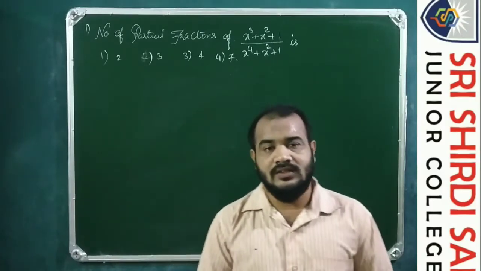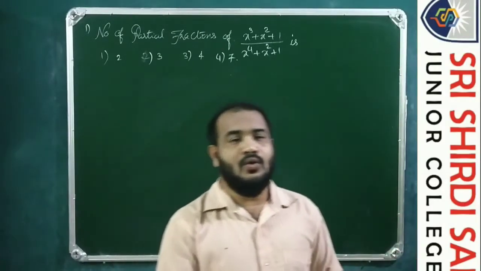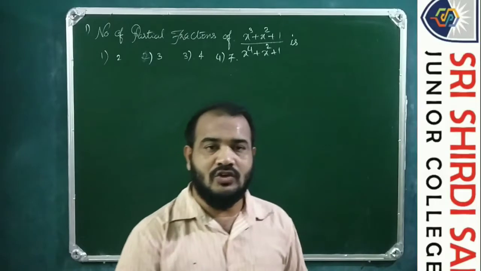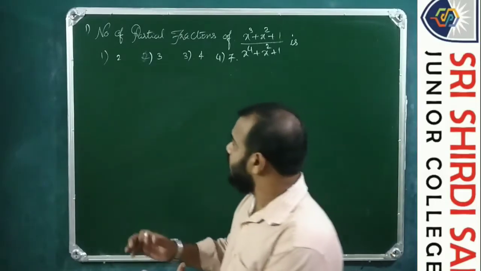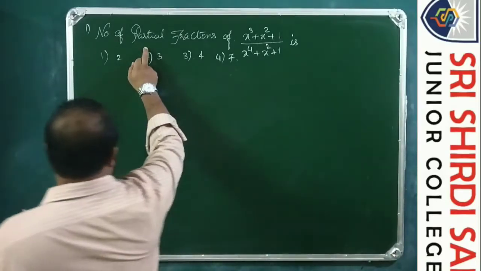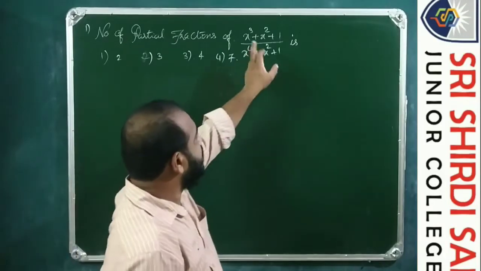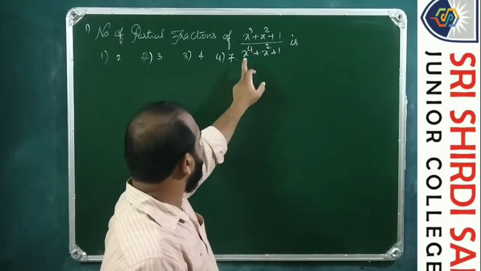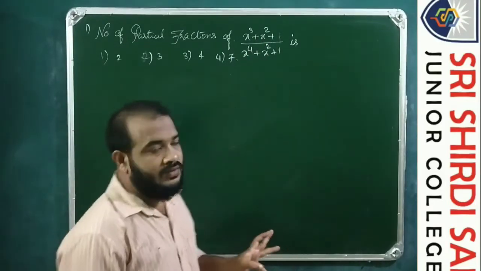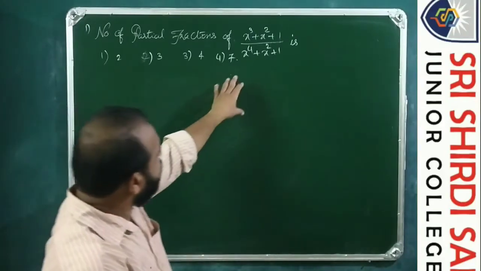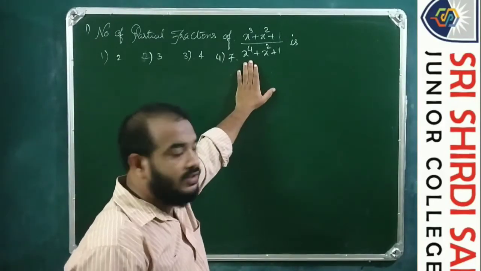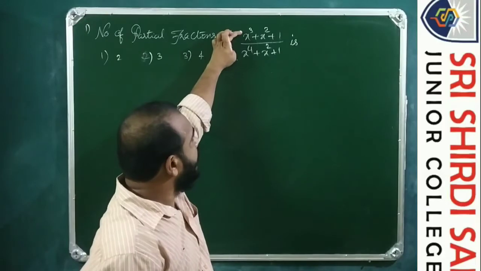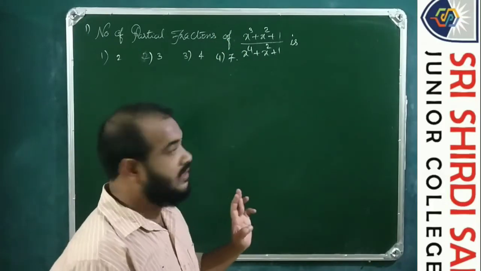Yesterday we discussed a few objective type questions from the chapter partial fractions, and let us continue. Number of partial fractions of x cube plus x square plus 1 by x power 4 plus x square plus 1. So this is again a proper fraction in which the degree of numerator is less than the degree of denominator.